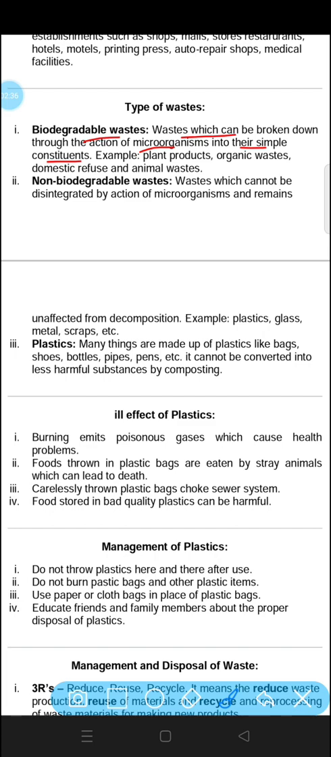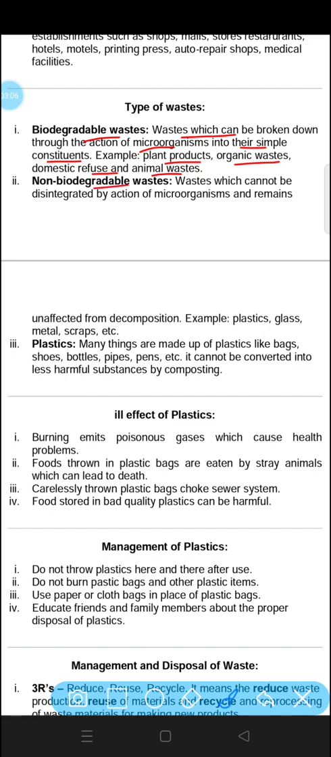If you are having peels of vegetables, then if you will dump that peels of vegetables in the soil, it will get mixed up into the soil and it will be decomposed by the different microorganism. So these type of waste are called biodegradable waste, like plant products, organic waste, domestic refuse, and animal waste. These all are biodegradable. They can be converted into simple constituent by the microorganism.